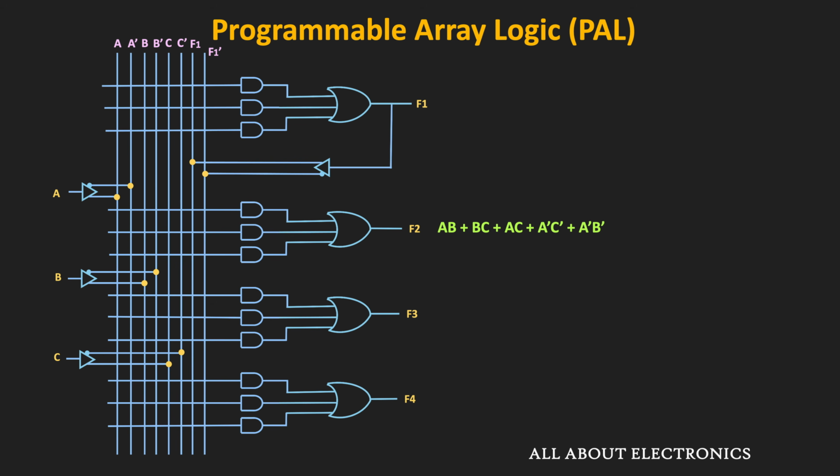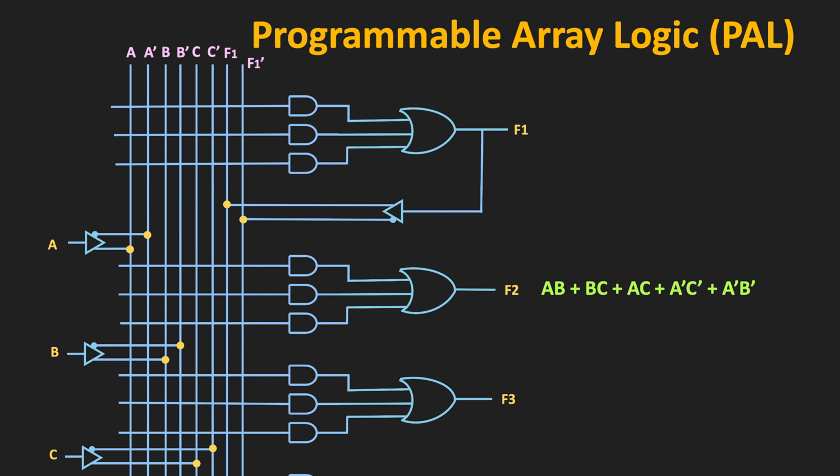In this PAL system, if you see the AND gate array, then by default each input and its complement is connected with the AND gate.